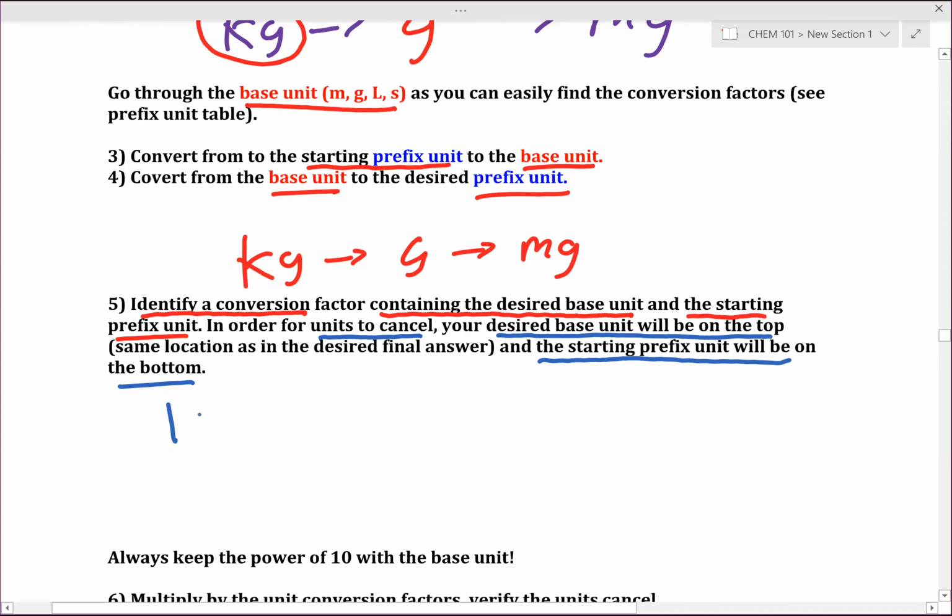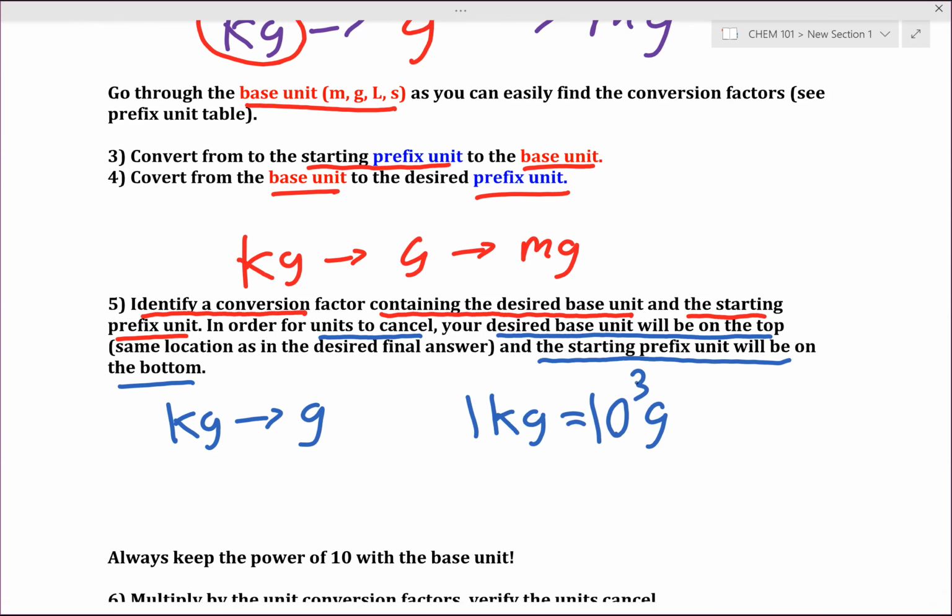If in the first case, we want to go from kilograms to grams, okay? What's our relationship between kilograms and grams? 1 kilogram corresponds to how many grams? 10 to the third. You have the reference table in your notes, and I encourage you to use it when necessary, but try to recall these conversion factors from memory. It's going to take a lot of practice. Okay, so as we see, we've correlated the kilo prefix to 10 to the third. We have an equality.